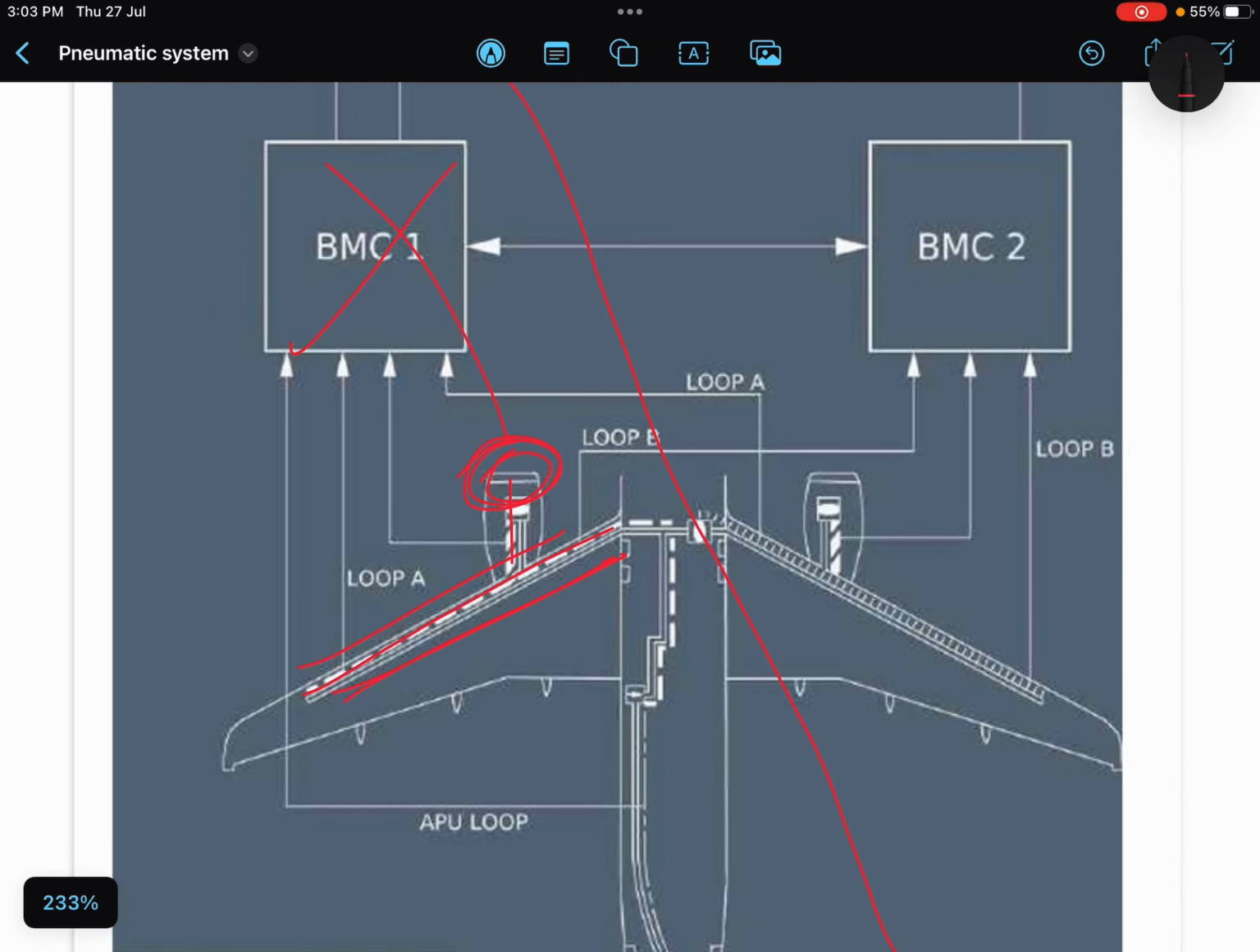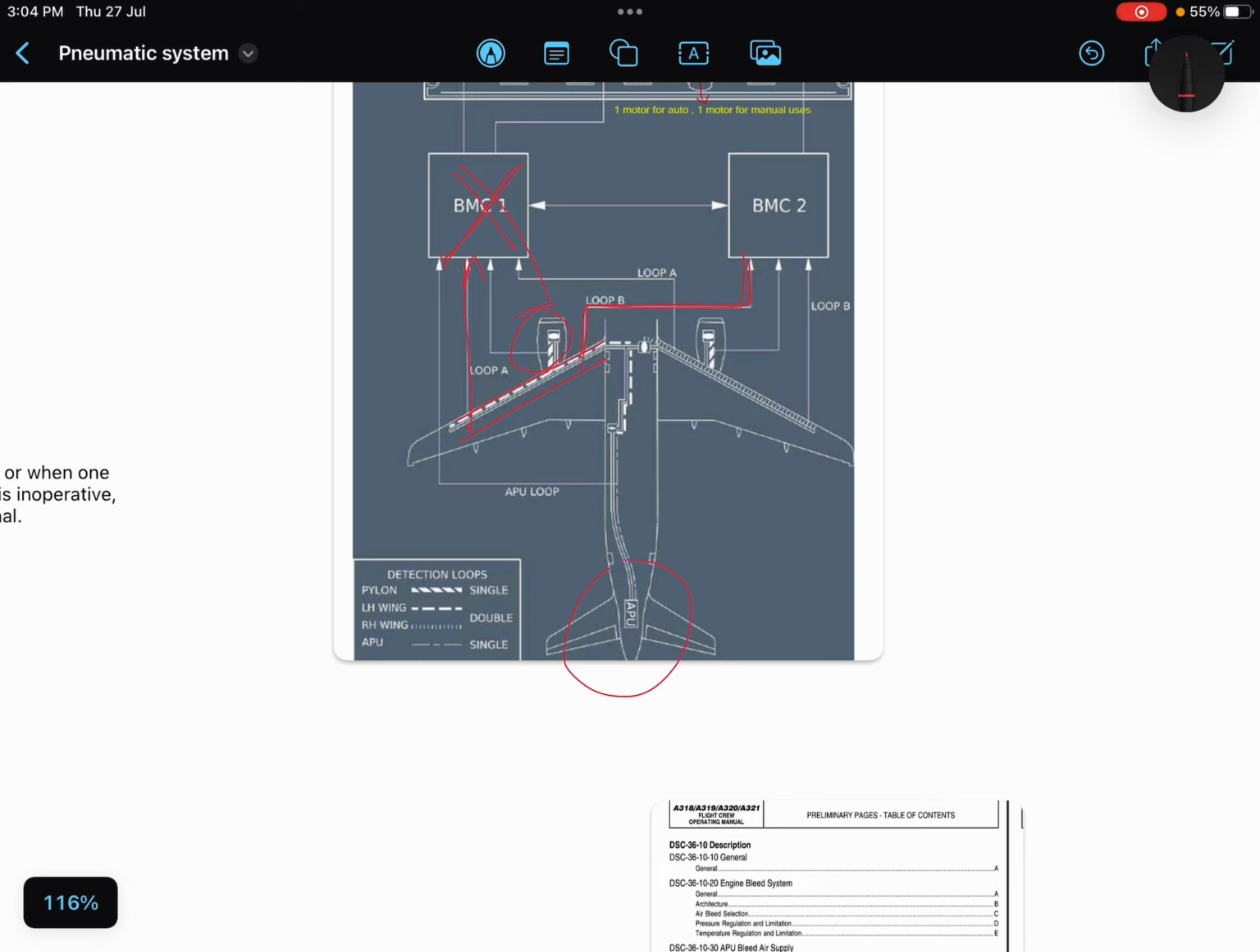But even if BMC 1 has failed, the left-hand wing leak can be detected by BMC 2, because there are two loops. Out of them, one is connected to BMC 2 and another one is connected to BMC 1. If BMC 1 fails, there is no need to worry. BMC 2 will generate a wing leak warning. But this is not the case for engine, pylon or APU, because there is only one loop and it is connected to BMC 1. That's why we were saying again and again that in case of BMC failure, most of its monitoring functions can be taken care of by the BMC 2, but not all.